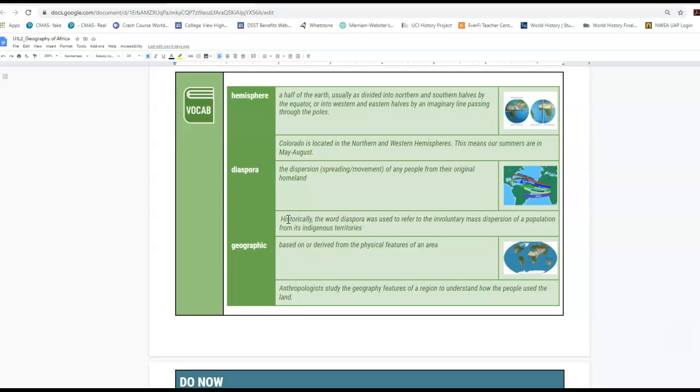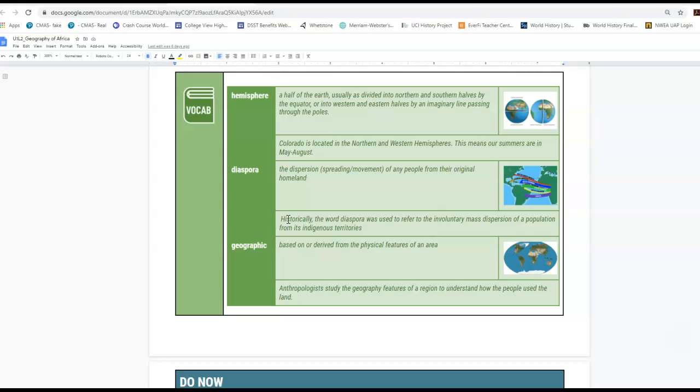They were forced to leave their territorial homeland, their indigenous lands, because of governmental involvement. Also in American history, you talk about it with the Trail of Tears, the diaspora of the native populations. And then the last word is geographic. Geographic is based on or derived from the physical features of an area. So the mountains, the rivers, the lakes, the deserts, the grasslands, the geographic features, the physical features of the land.